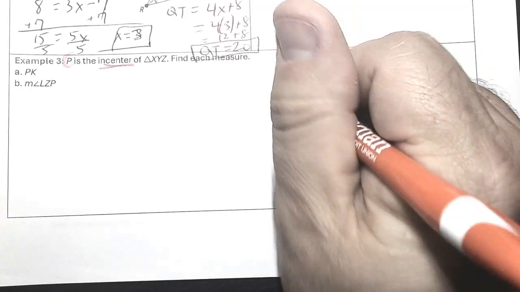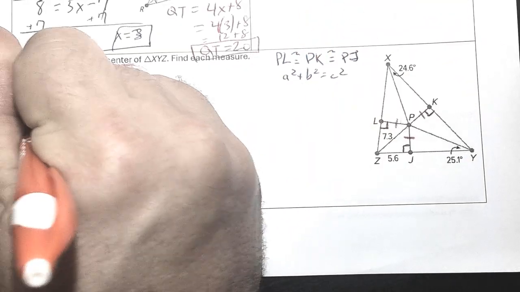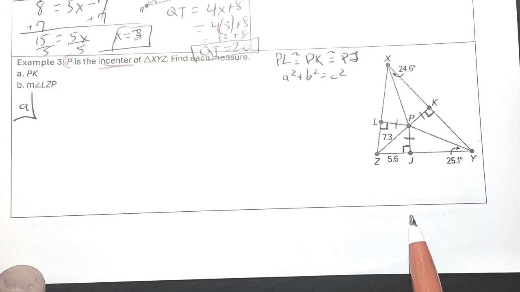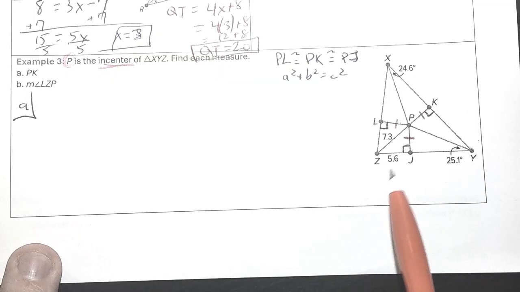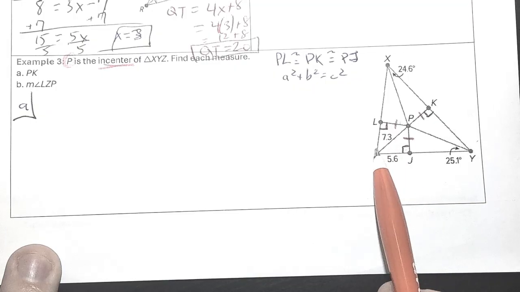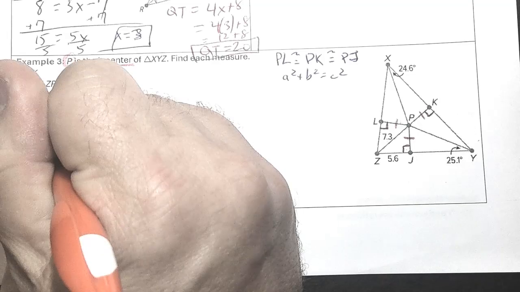We're going to use A squared plus B squared equals C squared, just like before. For part A, we're going to use the angles, but let's do the sides first. So notice here's our 90-degree angle. So this is our hypotenuse. So PK is our C squared.